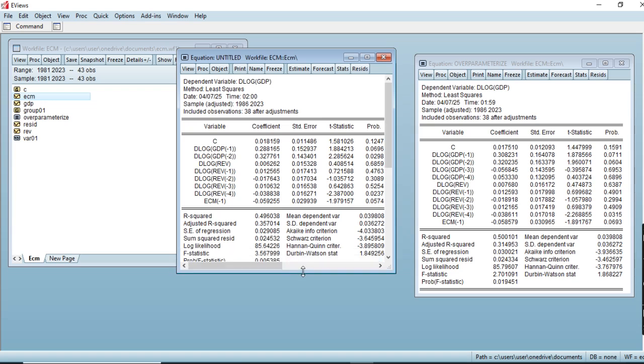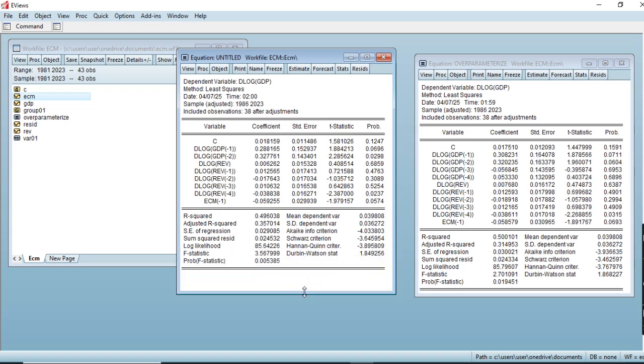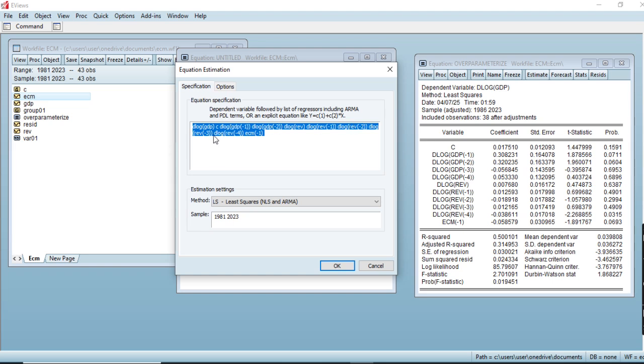Let's put it side by side to compare. Now we have 5 variables that are not significant. Okay, let us remove revenue, the second and the third lags, and the constant revenue.